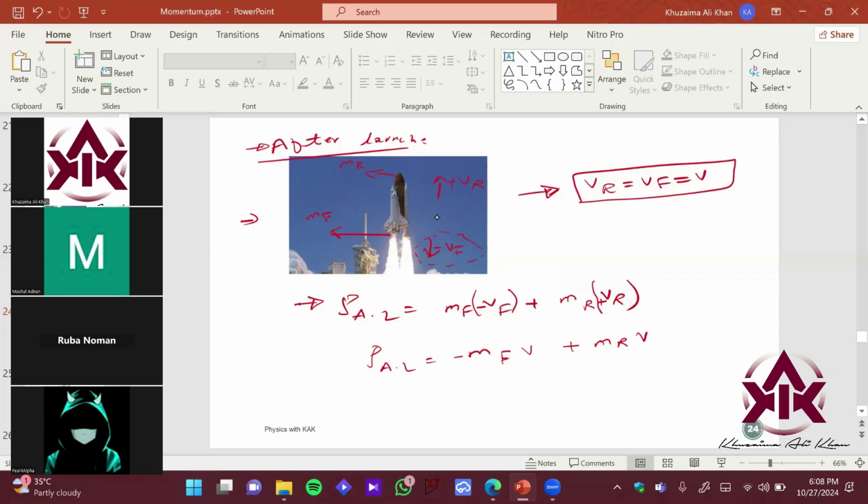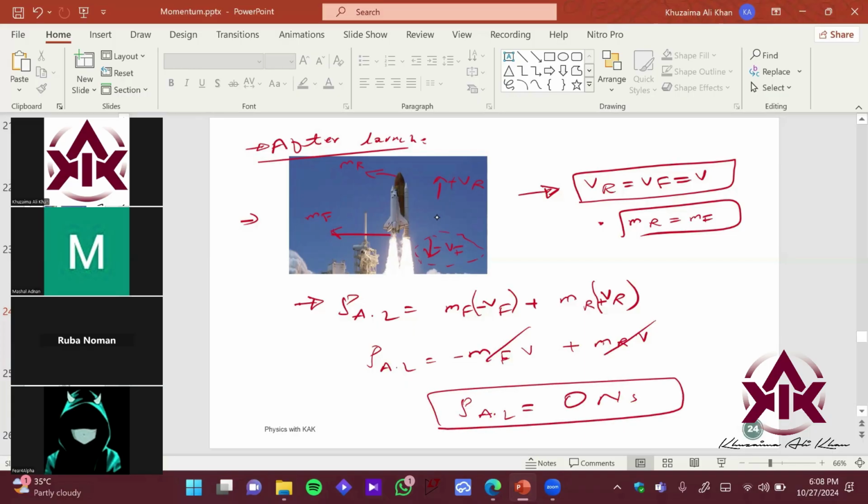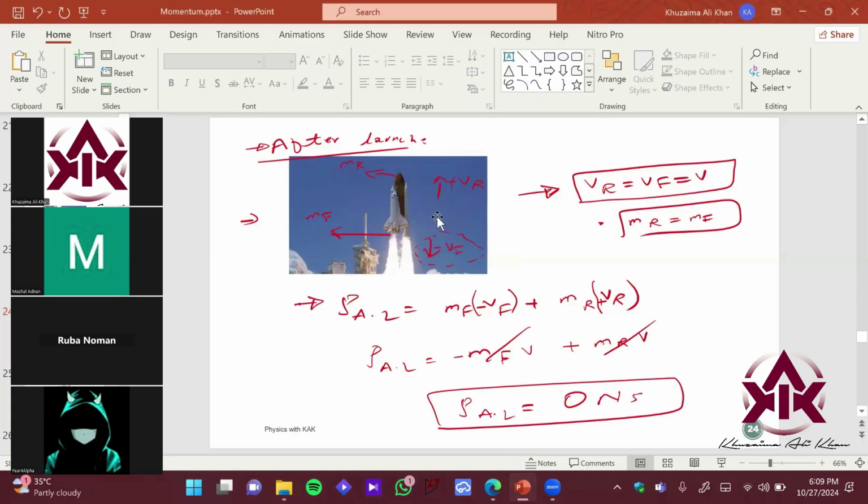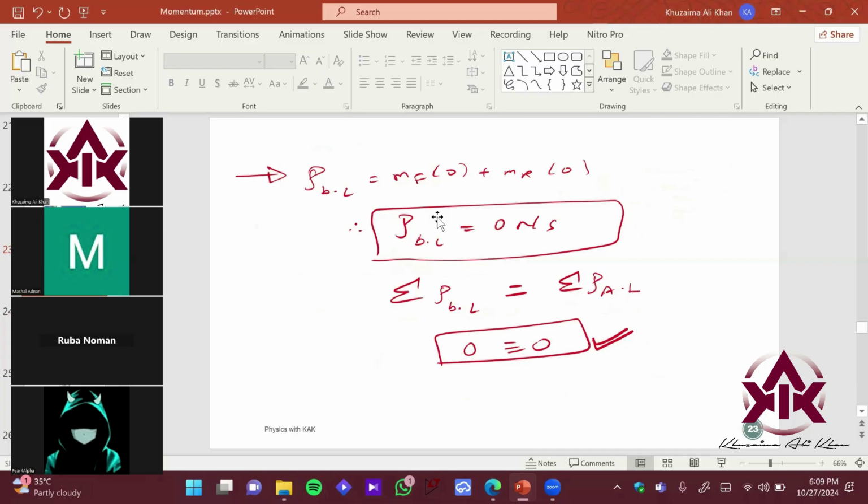Now, the rocket is designed in such a way that the mass of the rocket is always the same as the mass of the fuel. Since they are both the same, they cancel out, and the total momentum after launch again comes out to be 0 newton second. The mass of fuel saved in the rocket equals the mass of fuel expelled, so that they cancel each other and you get a final momentum of 0 newton second. That makes sure the principle of conservation of momentum is applied.